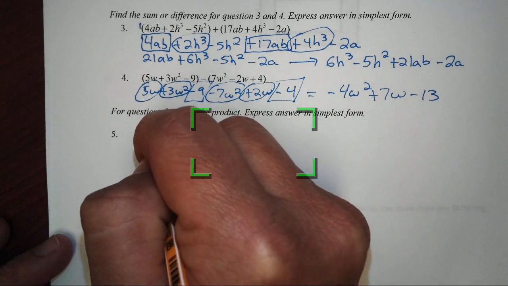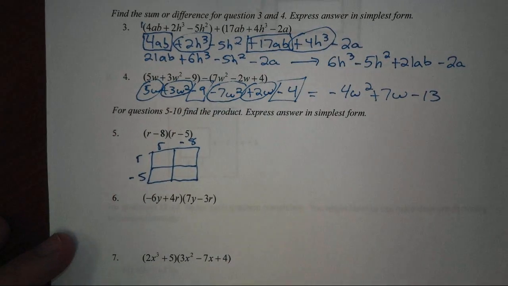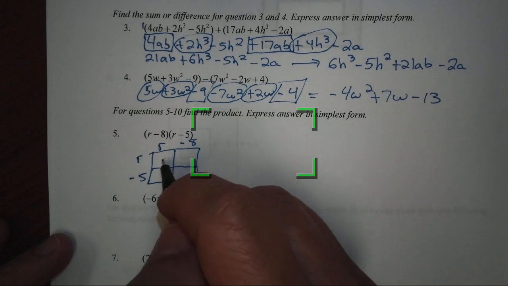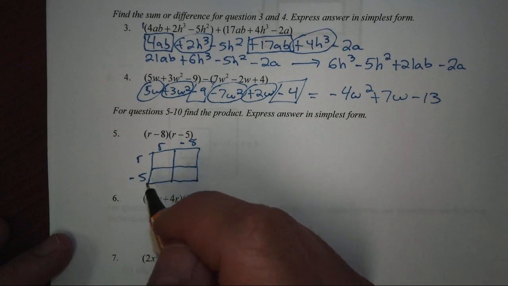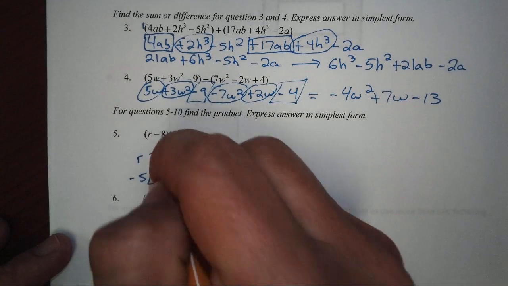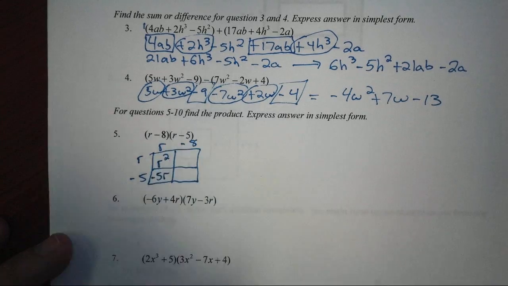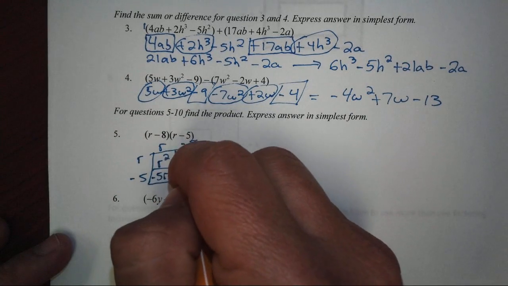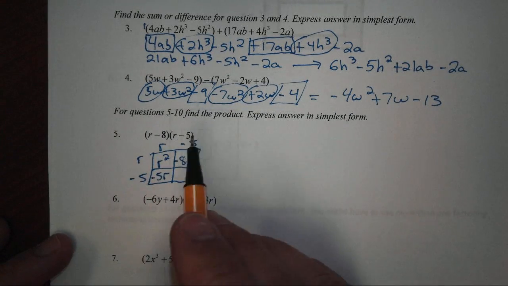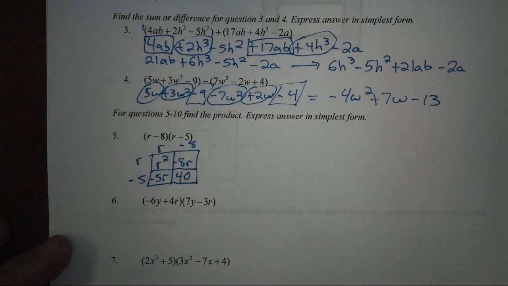So r minus 8, I'm going to put that on top. R minus 5 over here on the bottom. So now to do the box, you just do the multiplication like you did in your science class, like with the Punnett square. So r times r is r squared. R and a negative 5 make a negative 5r. R and a negative 8 make a negative 8r. And a negative 8 times a negative 5 make a positive 40. So the multiplication has been done.